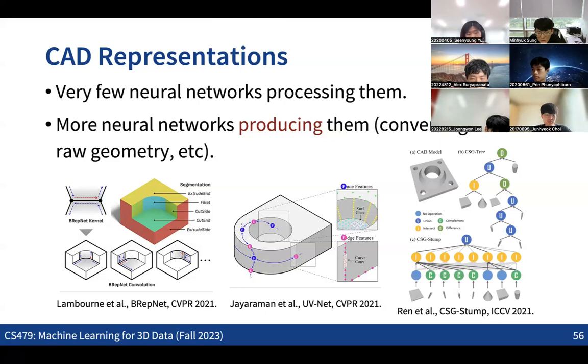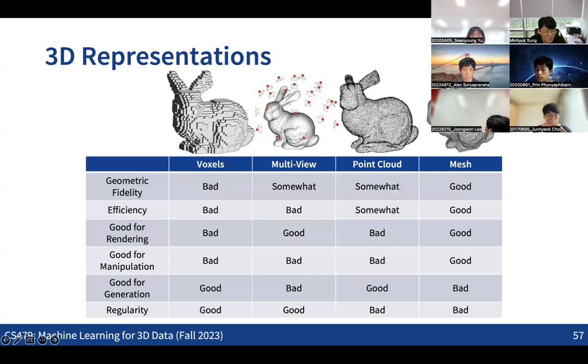Any other questions for these representations? Cool. Those are some of the representations for 3D data. Actually, there are more, but these might be the representative ones: voxels, multiple-view images, point clouds, and meshes.